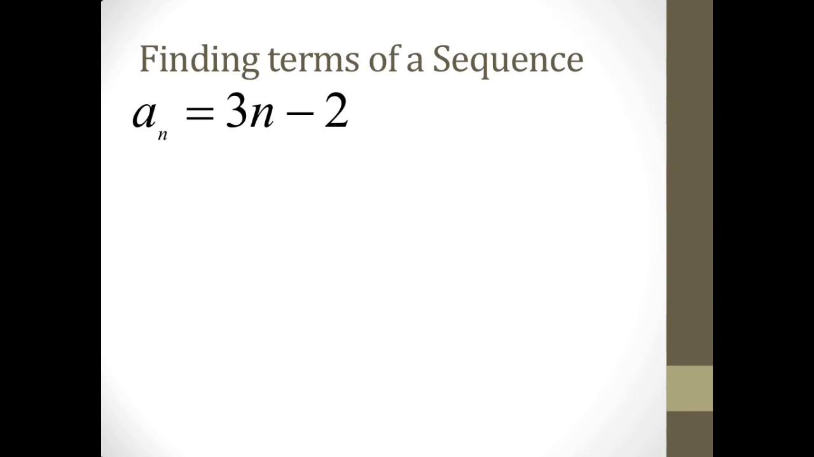Sometimes you're given the formula for a sequence to help generate the terms. Our formula here reads a sub n is equal to 3 times n minus 2. A sub n represents a term in the sequence. n represents the position in the sequence.